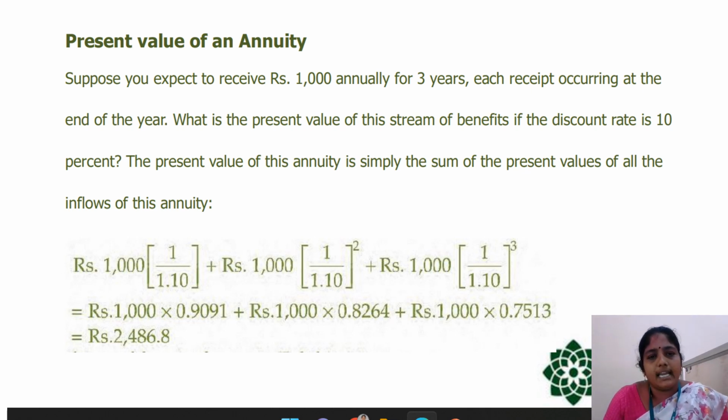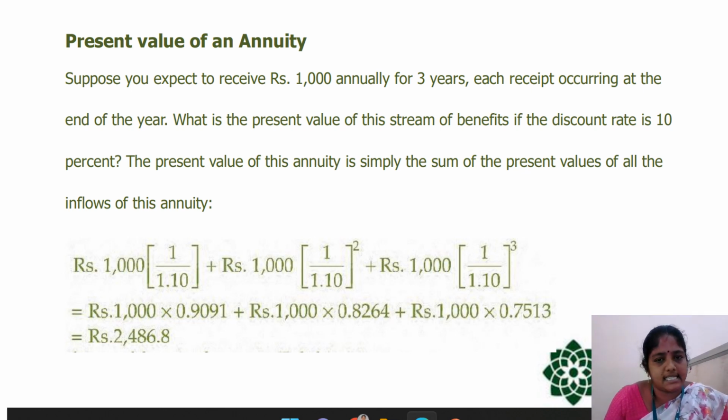So, they are asking for 3 years. For the first year, 1,000 times 1 divided by 1 plus r, so 1 divided by 1.10, that is 1 plus 10%, 0.10. Then plus rupees 1,000 for the second year and rupees 1,000 for the third year. Multiply these values and sum them, and we will get the total amount for 3 years. So we are calculating the present value over 3 years.